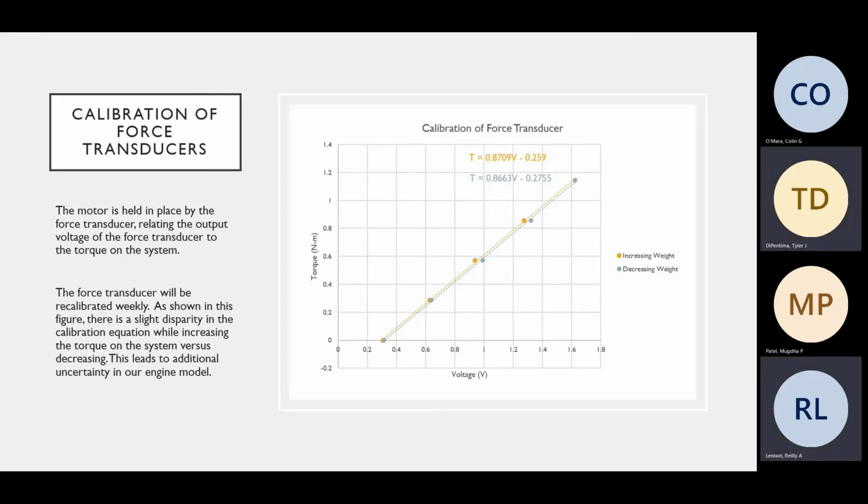Before beginning data collection, it was important to calibrate the force transducer to define the relationship between voltage and torque on the system. This was done weekly by taking data points as known masses were added to a moment arm attached to the system. This allowed us to observe a voltage reading resulting directly from the torque applied. Looking at the graph on the right, you can see that a calibration equation was derived both for the process of increasing torque as well as decreasing torque. The final calibration equation we used was an average of these 2 equations.